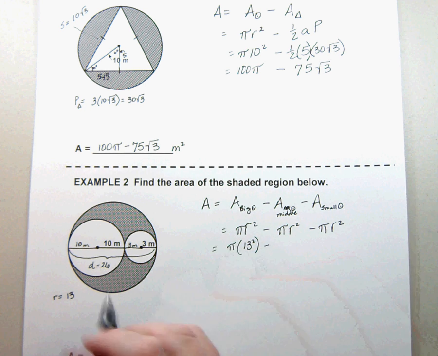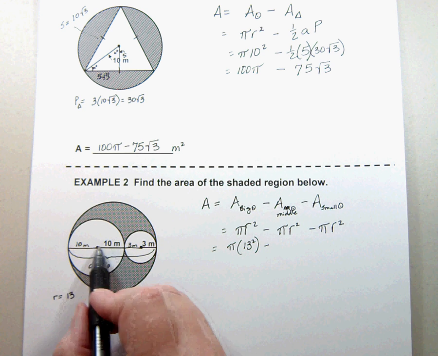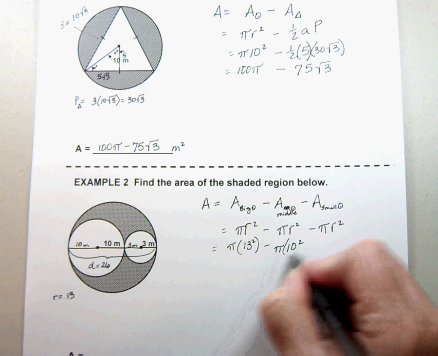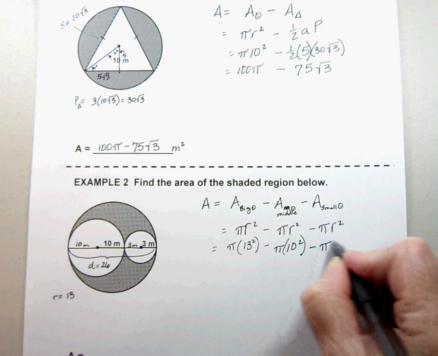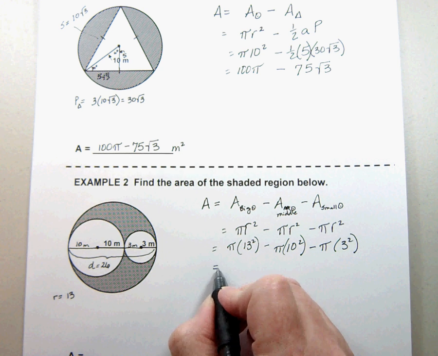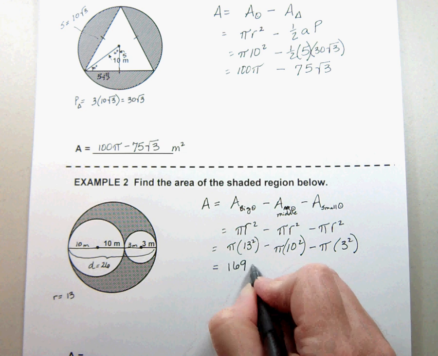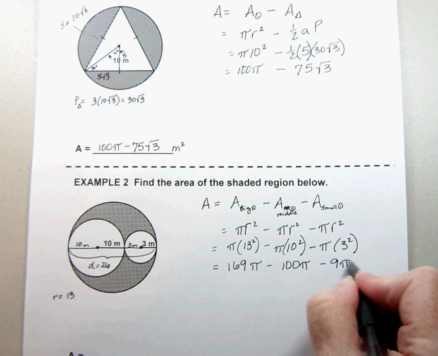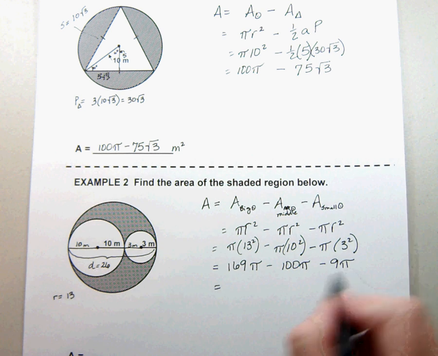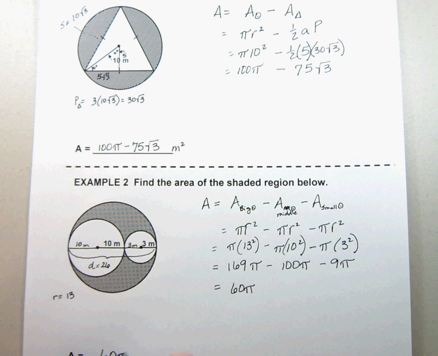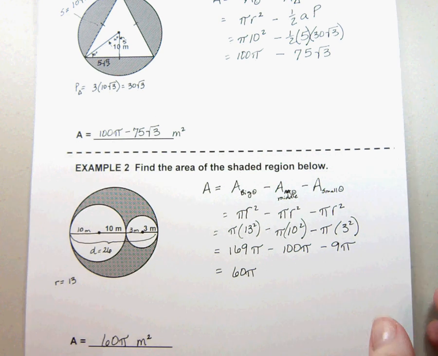On the middle circle here, we already have the radius, it's 10. So you're going to do the square of 10 times pi. And then the tiny circle has a radius of 3. So we're going to keep the pi symbol, and that'll make this a lot easier to work. It's 169 pi minus 100 pi minus 9 pi. If you work this out, you'll get 60 pi. So this one's 60 pi, and it is units of meters, so it's square meters. 60 pi square meters.